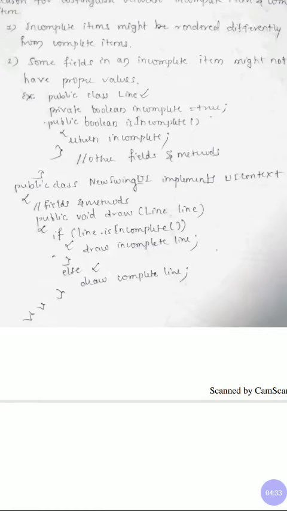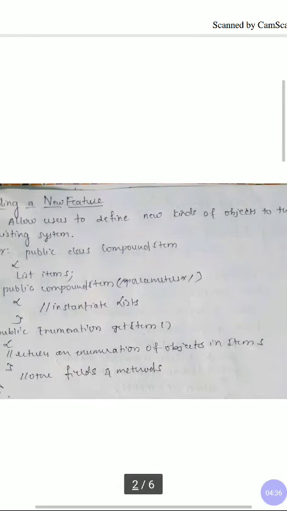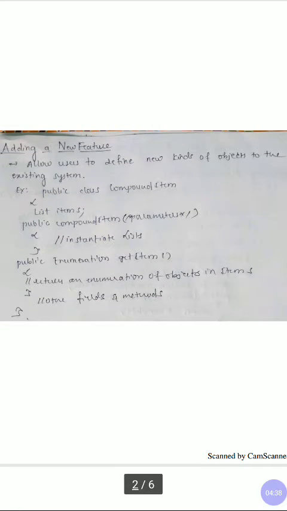Next we will move to the next concept, that is adding a new feature. The thing is that we are going to add new features to the existing model, allowing users to define new kinds of objects in the existing system. We are going to add the subsystems to the existing system by using the concept called inheritance. Most interactive items that are used to create graphical objects allow users to define new kinds of objects.